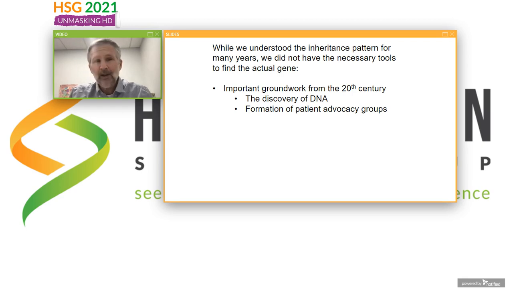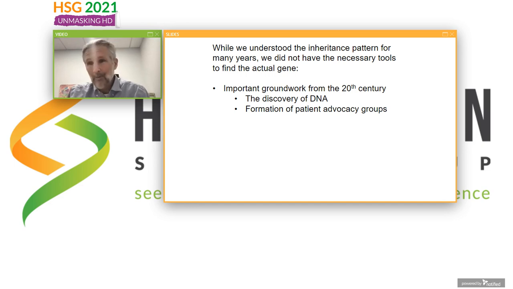And that's because a lot of the important groundwork that we needed to really go and find this gene was not established until well into the 20th century. And those types of tools and groundwork include the discovery of DNA, the discovery of many of the molecular genetics tools that we needed to go find the gene. So from sequencing, PCR, up to the Human Genome Project, all of these things didn't exist 50, 60, 70 years ago.